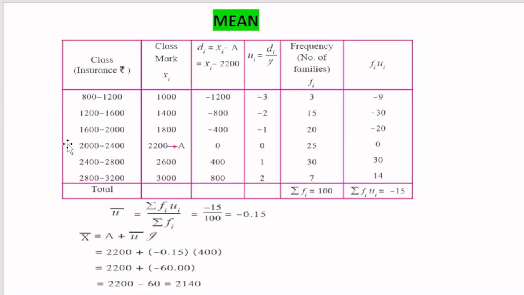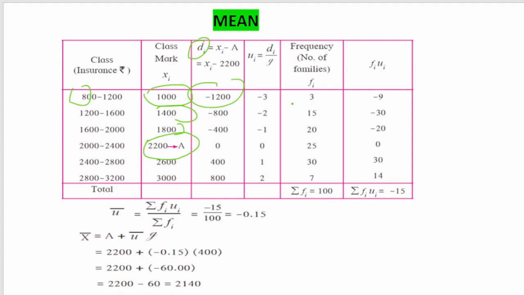Okay, let's take an example. Here this is your class mark, and how do we calculate the class mark? Add the lower limit and upper limit and divide by 2. And we have assumed something over here, 2200. We have done the assumed mean, right? After assuming, we calculate di similar to the assumed mean method.